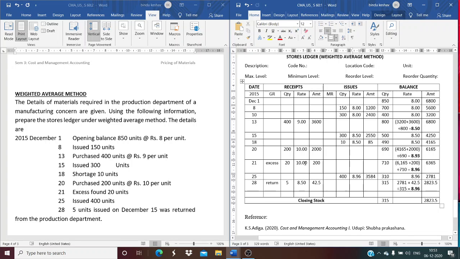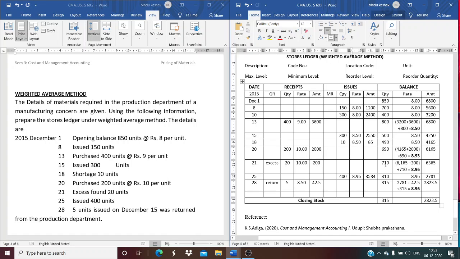Now there is an excess of 20 units. Whenever there is an excess, it has to be treated at the current purchase price. The latest purchase price is on 20th of December, 200 units at 10 rupees. So the same value has to be taken, that is 20 units at rupees 10, 200. If there is an excess of material, it has to be treated at the current market price or the latest purchase price.